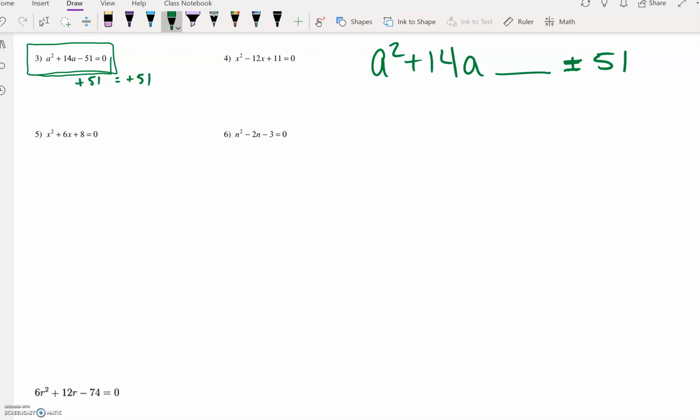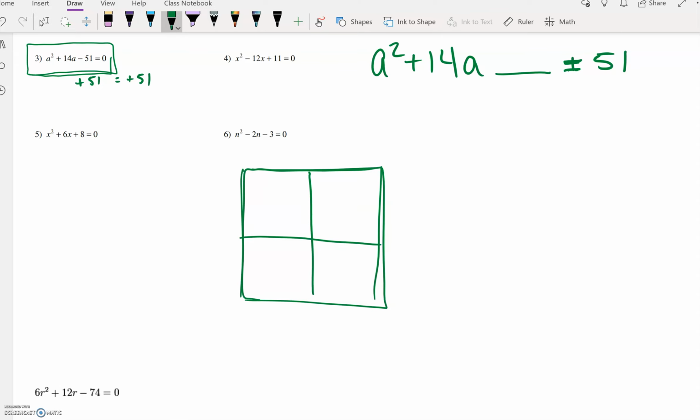Okay, so let's remember that completing the square means exactly that. We're going to complete the square. Let's go ahead and draw the square on this one. I have an a squared, and I have 14. 14 is going to be divided exactly in half. Divide that bad boy exactly in half. So that must mean with the 7 divided exactly in half that we have an a plus 7 times an a plus 7, and those are our dimensions of our square.